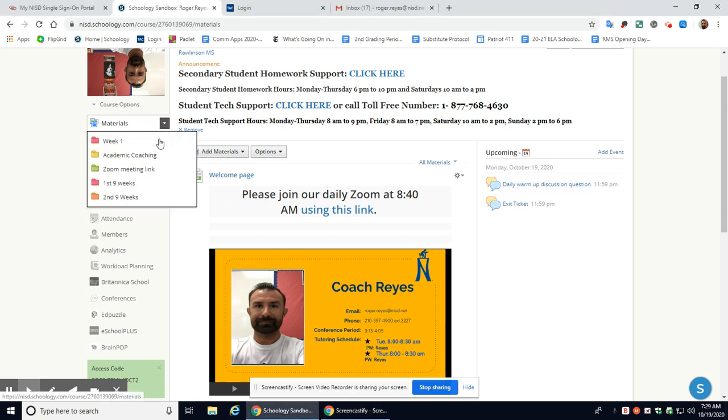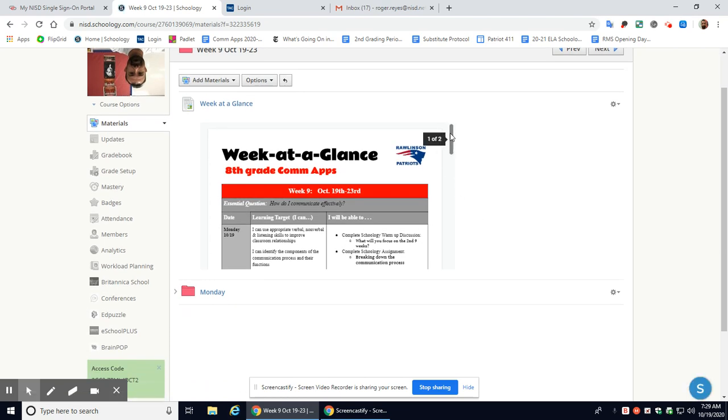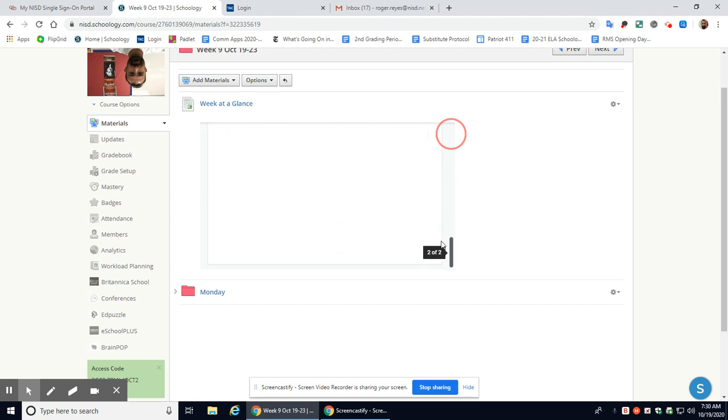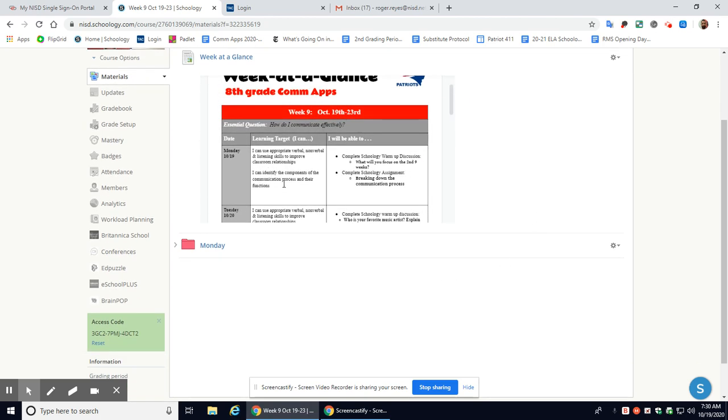So we're going to go into the second 9 weeks folder, and we'll go into week 9, and we'll take a look at our week at a glance. Our week at a glance talks to you about what we're doing every day this week, from Monday through Friday. You'll notice we have some discussion questions happening. It's a different assignment, so take a look at that in your own time and make sure you understand what's happening. And you go into Monday's folder.